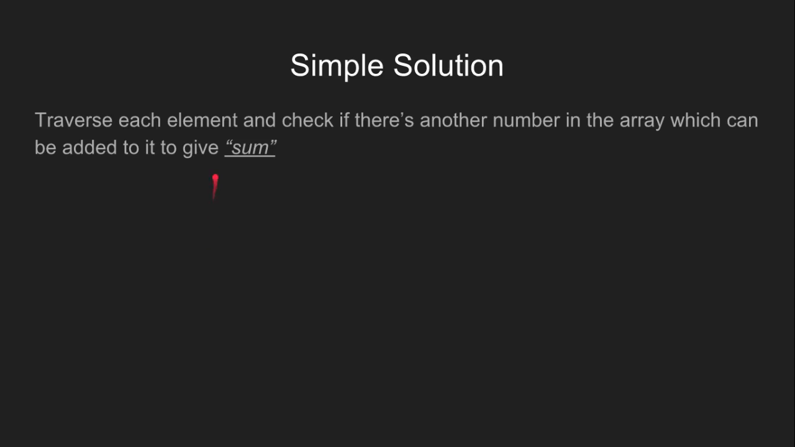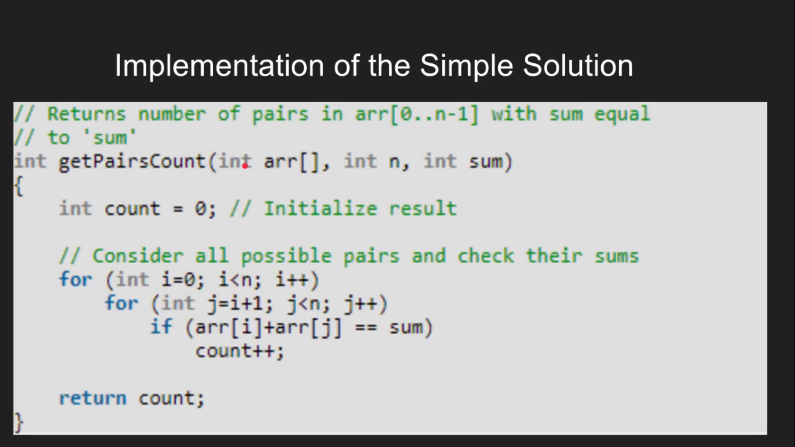The simplest solution to this problem is by traversing each element and checking if there is another element in the array which can be added to it to get the given sum. Here is an implementation of the simple solution. Count is the total number of pairs whose addition would give us our desired sum. We initialize this count to 0.